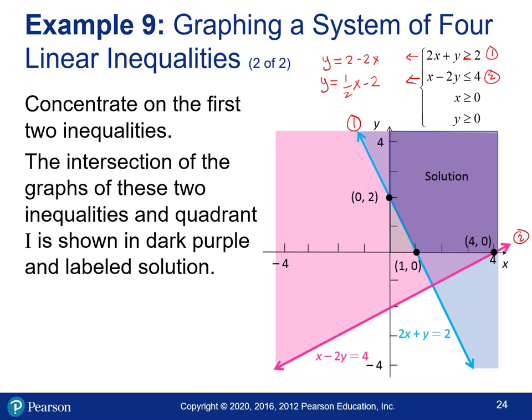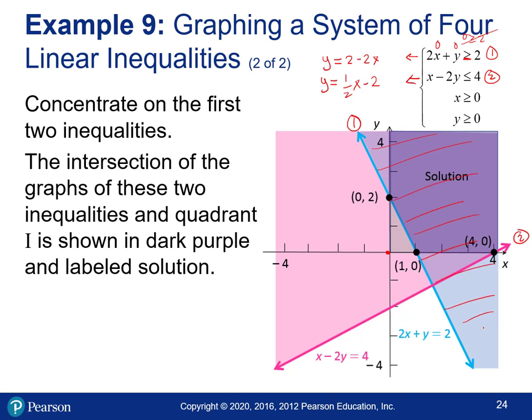For inequality 1, we want to pick a test point, and let's pick (0, 0) for that one. If we plug that in, we're going to get 0 is greater than or equal to 2, which is false. So for inequality 1, we would shade to exclude that point.